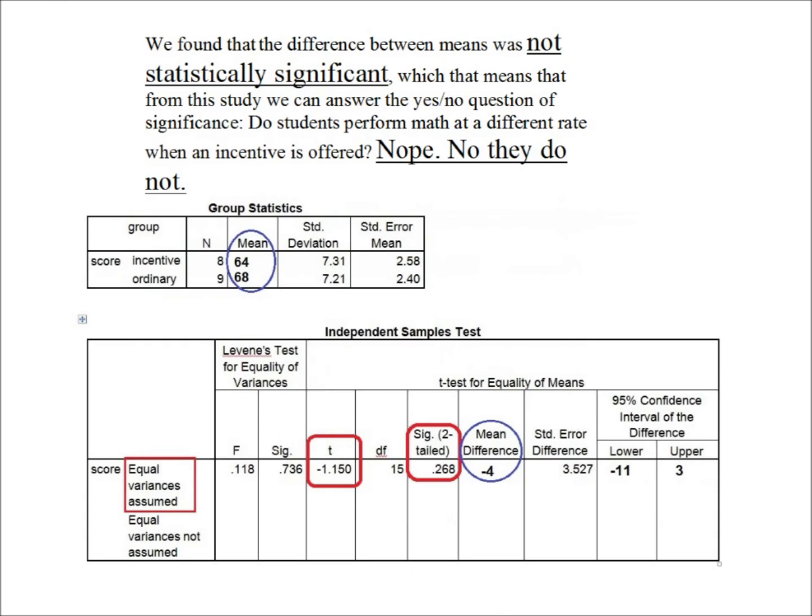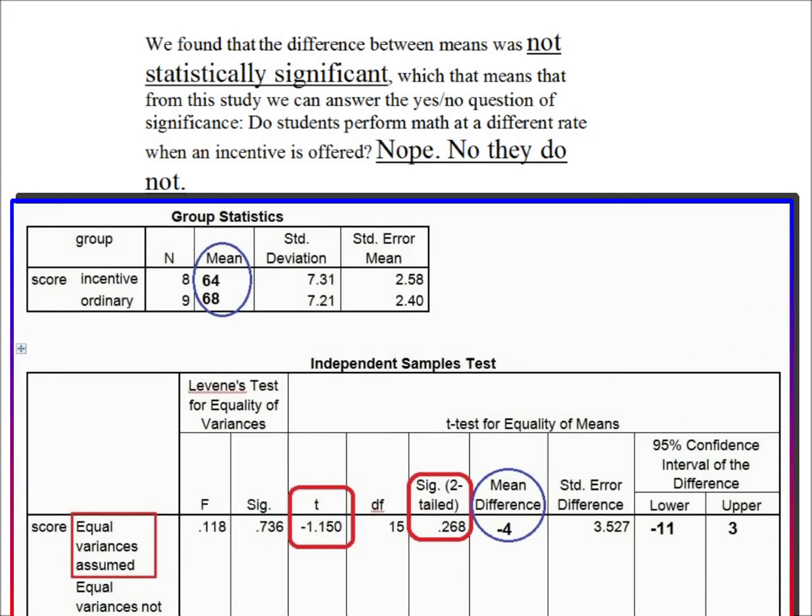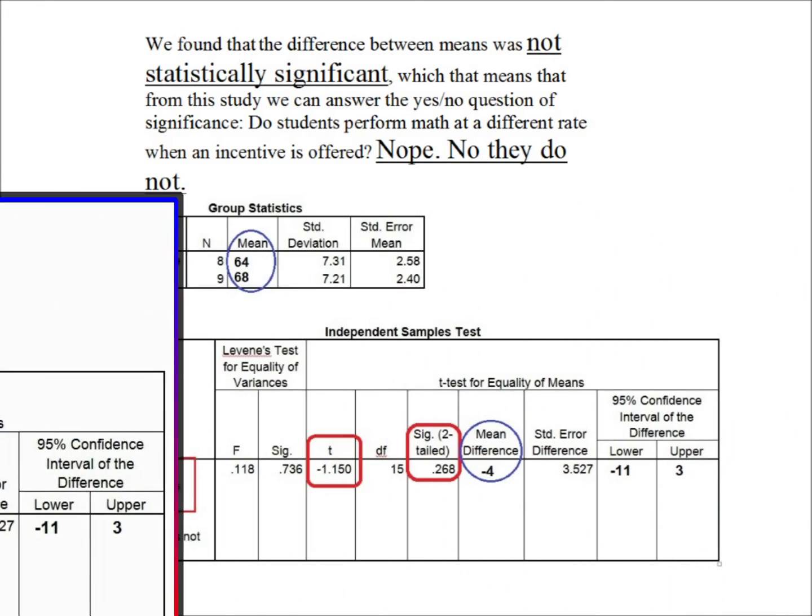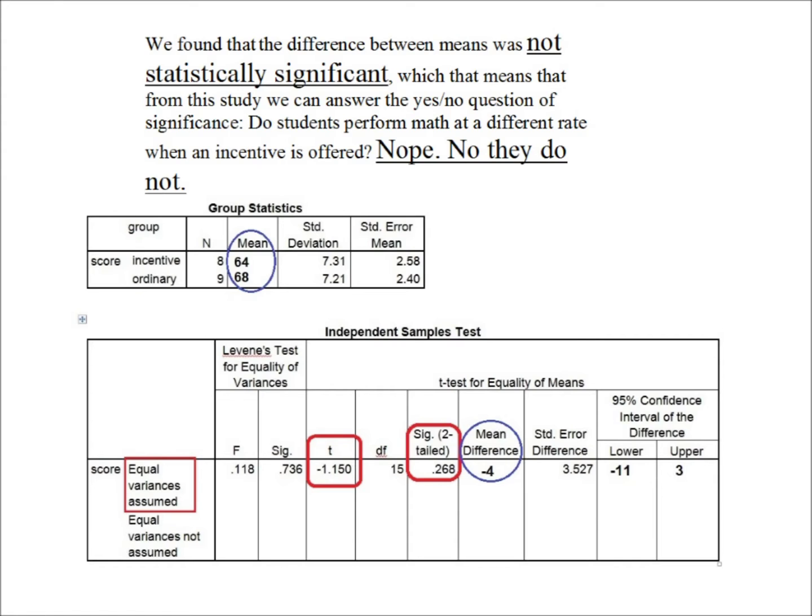We found that the difference between means was not statistically significant, which means that from this study, we can answer the yes-no question of significance. Do students perform math at a different rate when an incentive is offered? With no, they do not. You can see the SPSS output here.